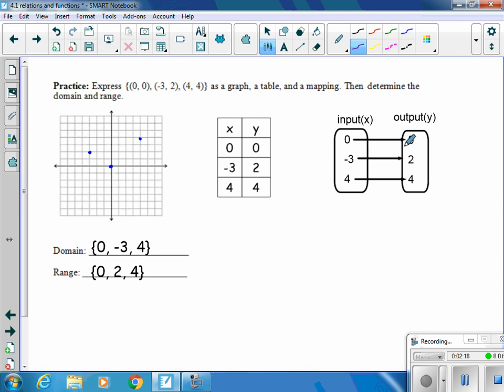Make sure that you have arrows that connect the input to the output, the x value to the y value. And I can also isolate the domain and range. The domain in this case, 0, negative 3, and 4. My y values, the range, are 0, 2, and 4.